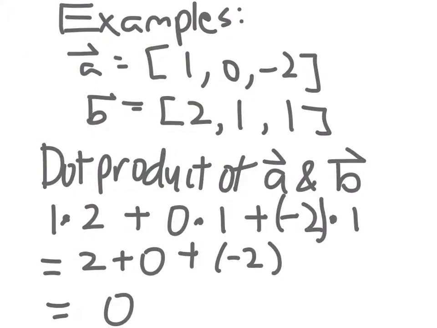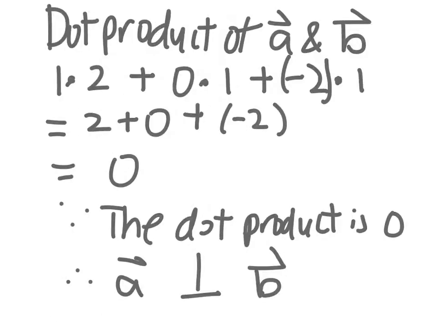Here's an example. Vector A is 1, 0, -2. Vector B is 2, 1, 1. As shown, the dot product of vector A and vector B equals 0. Since the dot product is 0, the two vectors are perpendicular to each other.